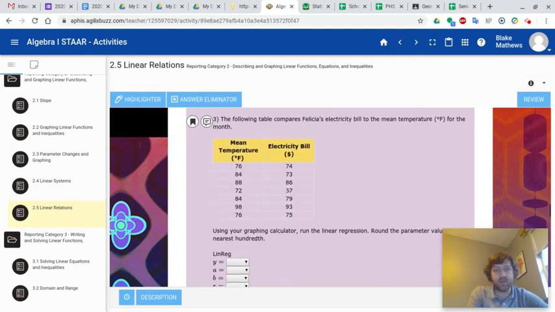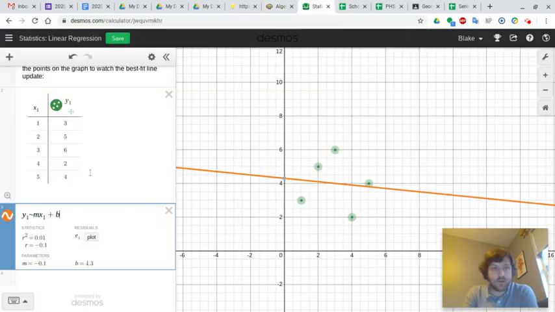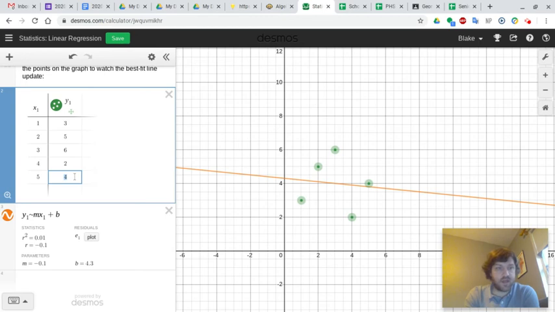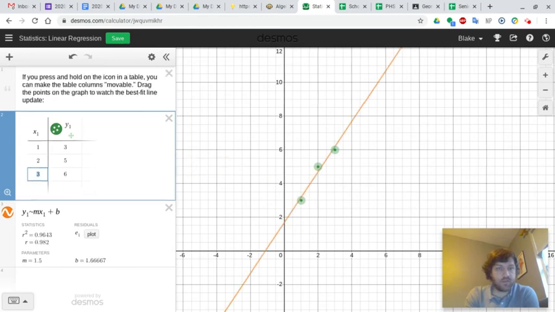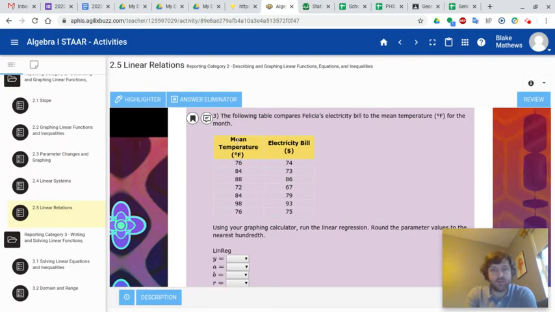Now I'm going to go to my next one. So now we have to enter this data into the linear graph. So we're going to jump back over here. I'm going to get rid of my data from my previous problem, and we're going to get rid of all that. All right, then I'm going to type in my x's, which is going to be the temperature.